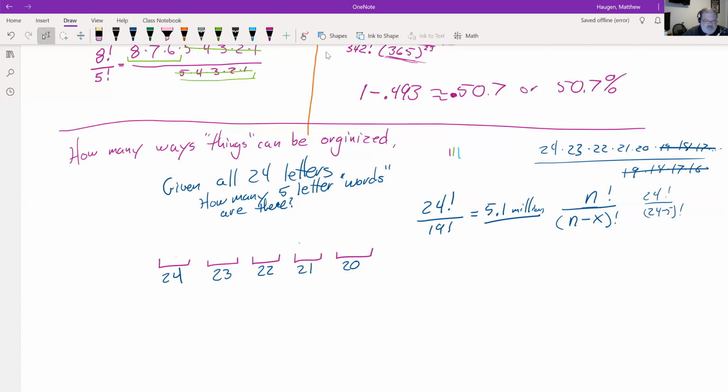So if you have say a password that's got to be 5 letters and you want to pick it at random, what's the probability that you will choose the right password? 1 out of the 5.1 million. Those would be your odds, or your probability, of randomly choosing the right password with 5 letters. Well, we're going to be talking about probabilities, so we're going to need to be talking about counts. And factorials are a very common tool for finding counts.